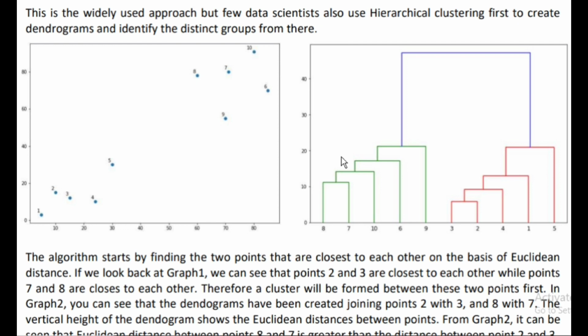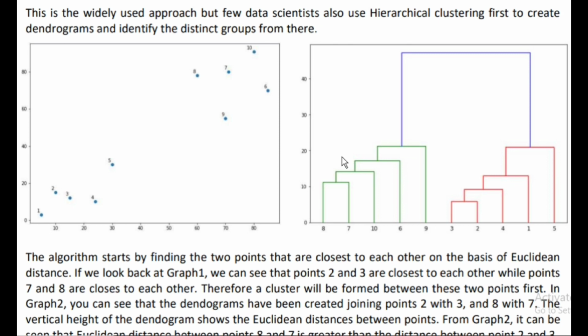In graph 2, you can see that the dendrograms have been created joining points 2 with 3 and 8 with 7. The vertical heights of dendrograms show the Euclidean distances between the points. From graph 2, it can be seen that the Euclidean distance between points 8 and 7 is greater than the distance between points 2 and 3. The next step is to join the cluster formed by joining 2 points to the next nearest cluster or point, which in turn results in another cluster.